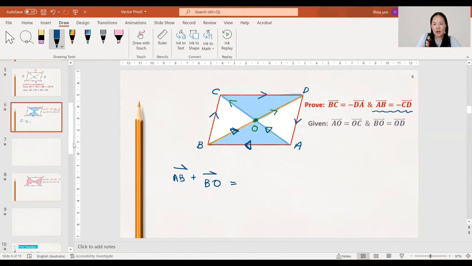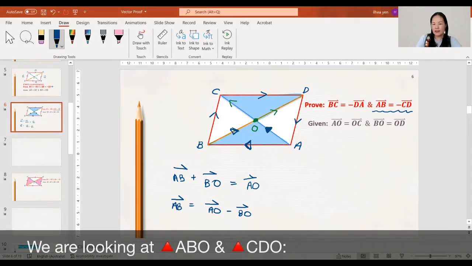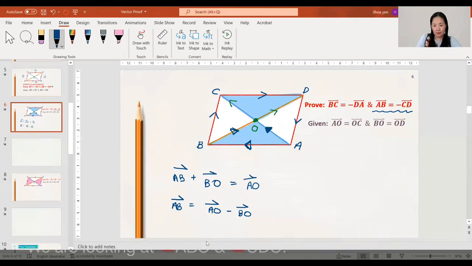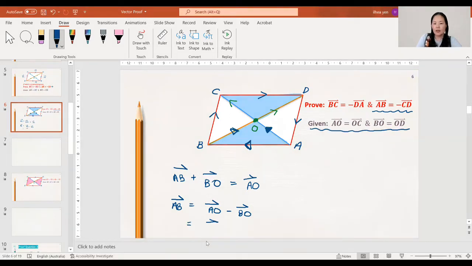Now, vector AO is the total vector. I'm going to change this in terms of vector AB. We can replace vector AO and vector BO in terms of vector OC and vector OD. So I'm going to replace that. Vector AO, I can replace with vector OC. Vector BO, I can replace with OD.